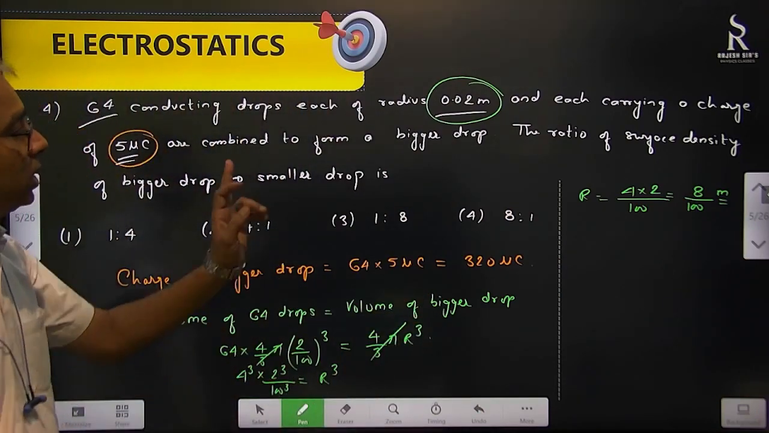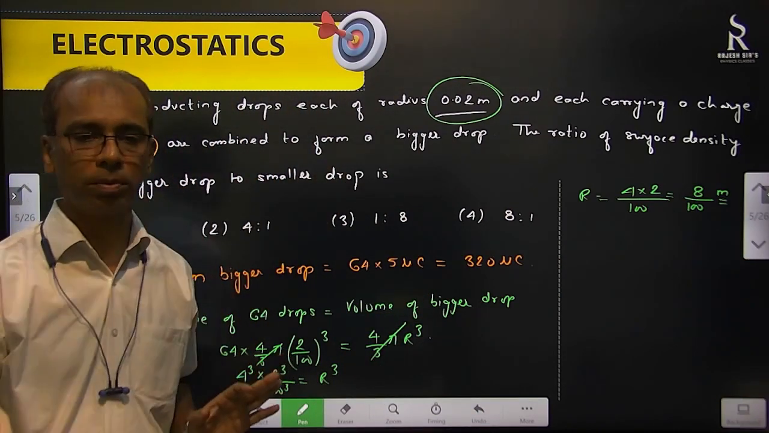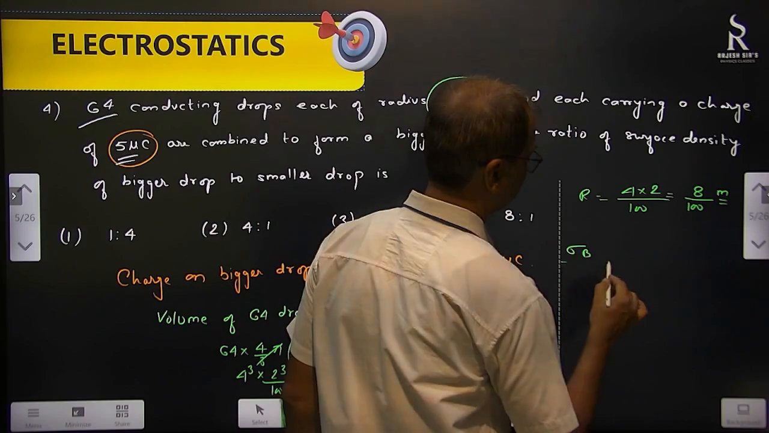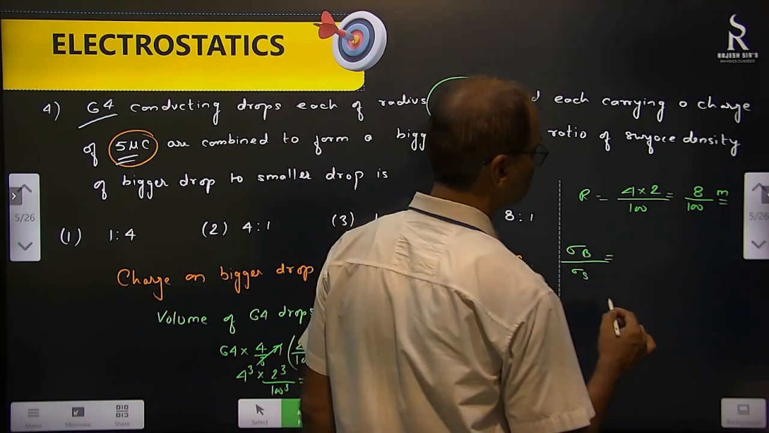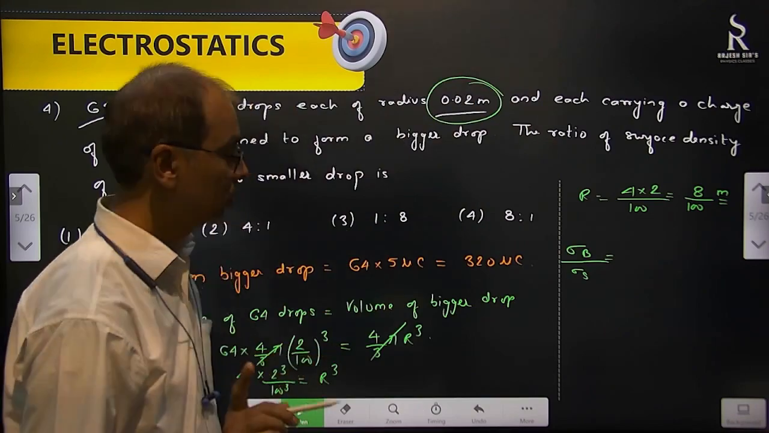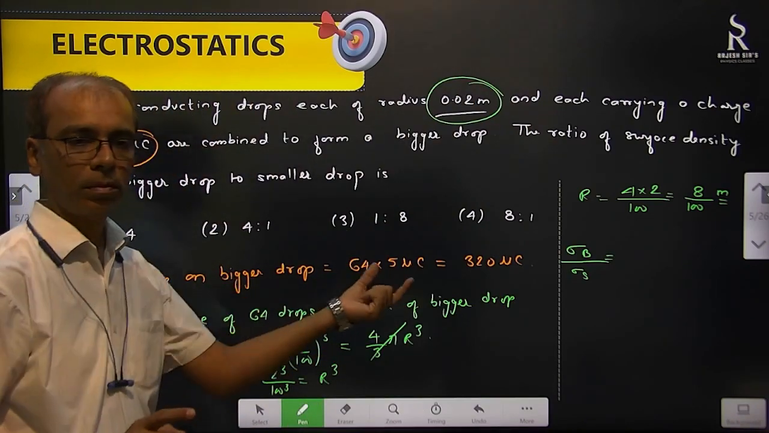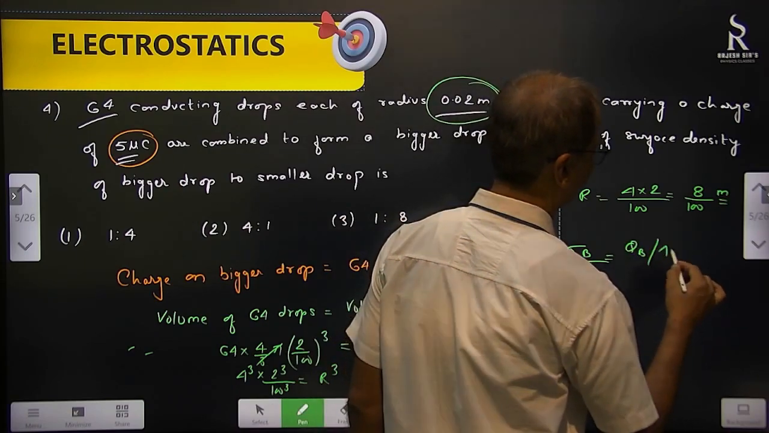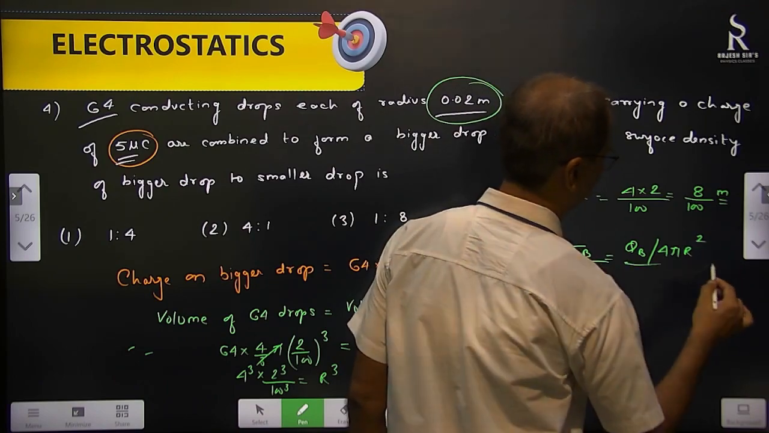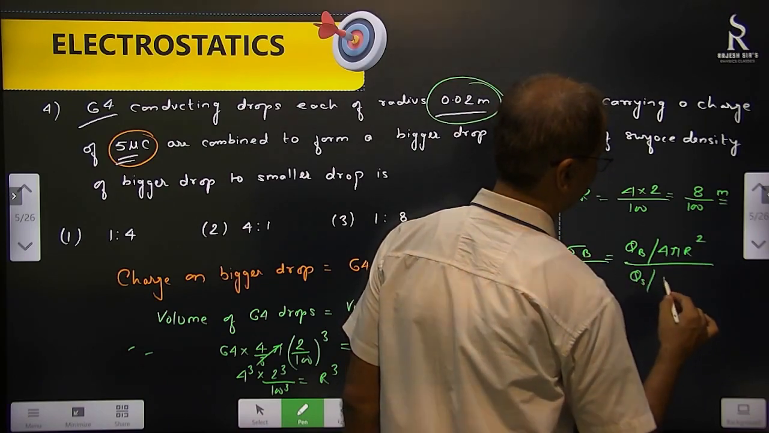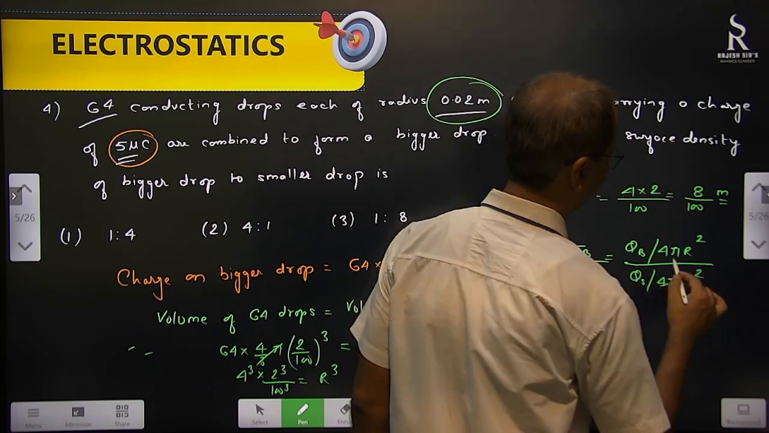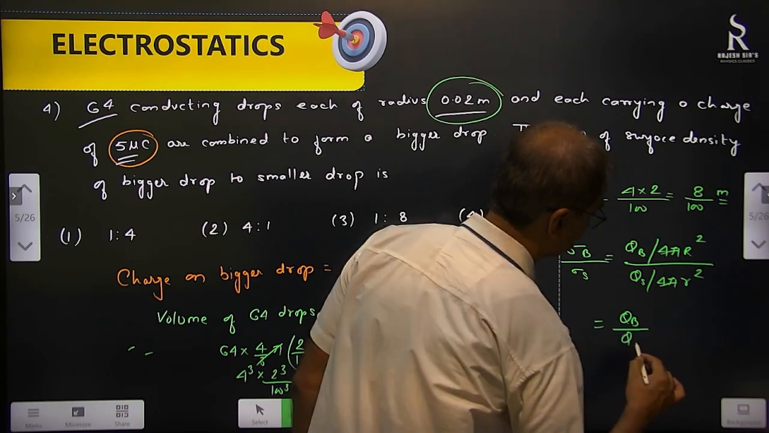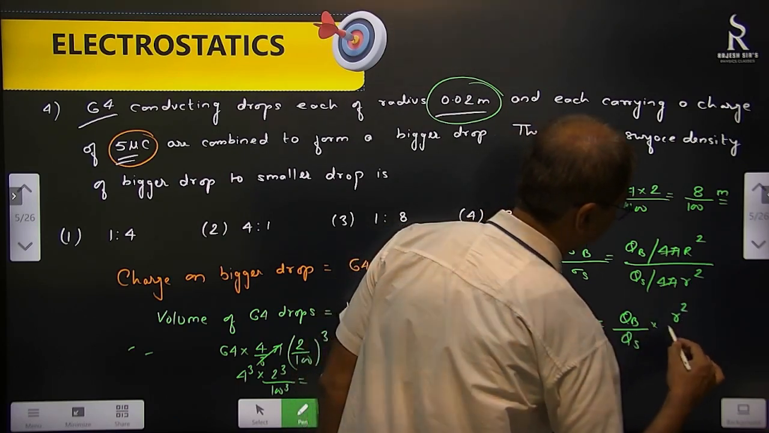Now what the question is asking: ratio of surface density of bigger drop to smaller drop. Okay, the sigma of bigger drop by sigma of smaller drop. Sigma of bigger drop means charge on bigger drop. What is the charge on bigger drop? Remember. So I am writing first: charge on bigger drop by 4 pi R square, by charge on smaller drop by 4 pi small r square. So 4 pi cancel first. So what we are getting? QB by QS into r square by capital R square.